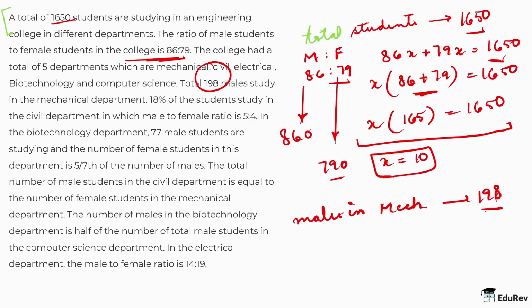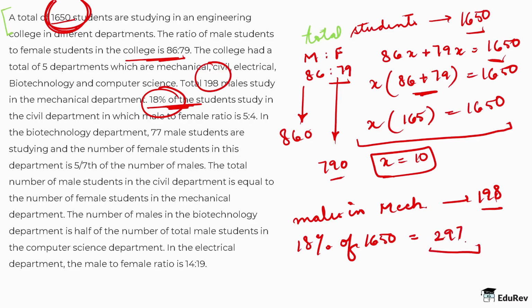And we know that 18% of the students study in the civil department. That means 18% of the total students in the college, that is 18% of 1650, which needs to be 297. So 297 people are present in your civil department.